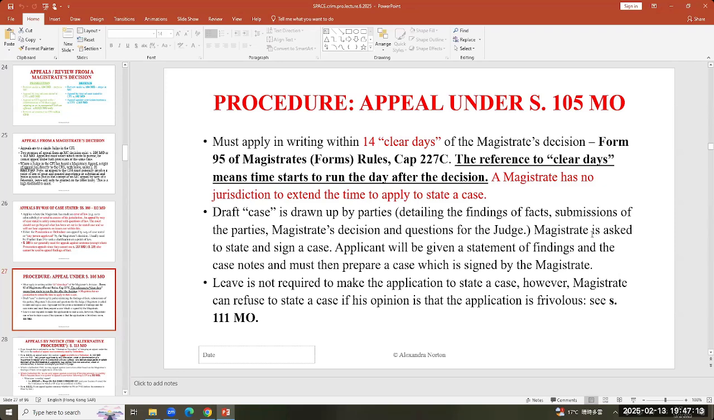So defense rarely use Section 105 of the magistrate's ordinance to appeal. If they do, it's probably because they got it wrong. Right, so just think of Section 105 as this theoretical route of appeal for a defendant, but one which in practice is not one that would be ideal for them to use. But the prosecution, on the other hand, will largely need to rely on it.